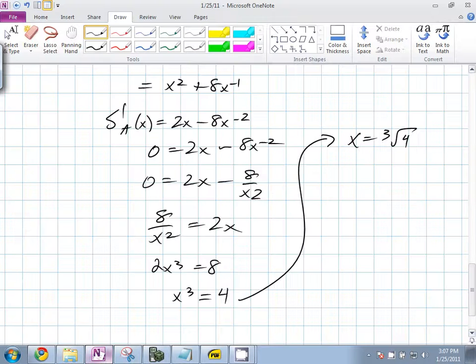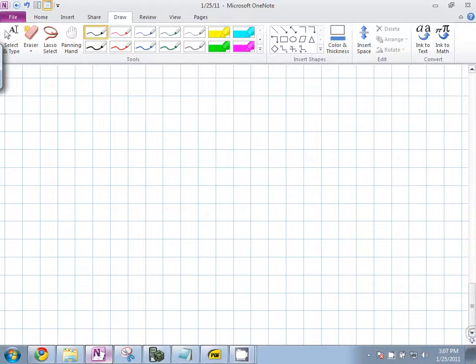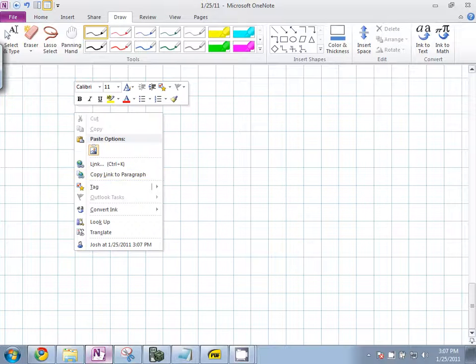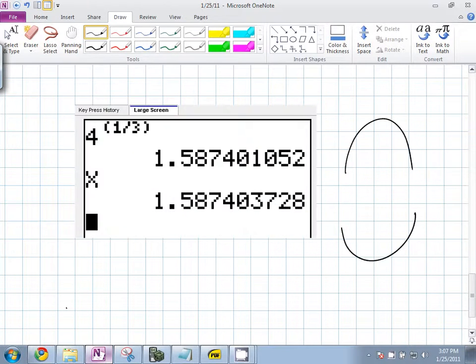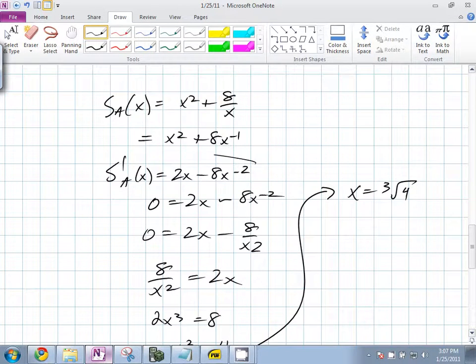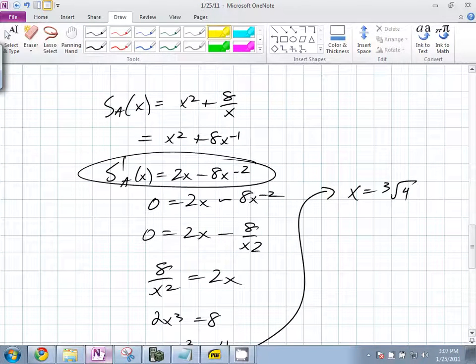The universal constant on all maximums and minimums. What's the rate of change at a maximum and a minimum? 0. So what I did there, this right here is the rate of change function. I set the rate of change function equal to 0, and I solve for x. That's where the rate of change is 0, and that's where the minimum is going to occur.